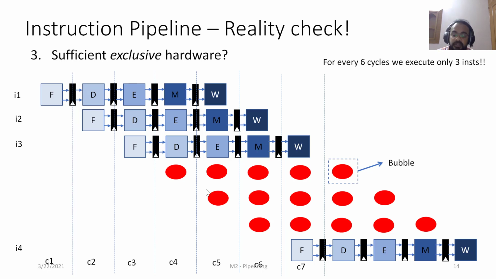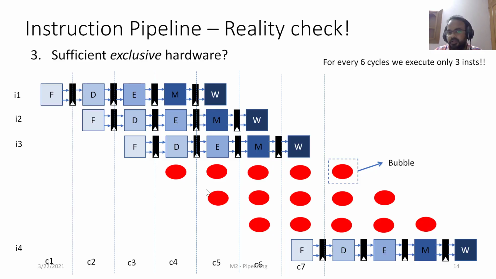Now the performance has dropped quite drastically. Earlier we were able to execute one instruction every cycle, but because of this memory issue, we are able to execute one instruction only after every 2 cycles effectively, right? So the performance dropped by half.